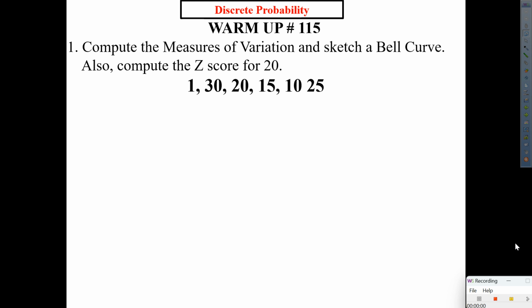Whoop, whoop. Warm-up 115 is on the screen. So by now, you guys are experts at that. And today, we're moving on to one more type of distribution, and we'll get to that as soon as we're done with this. So give you some time, copy and go. Also, thank you for sending your warm-up already.